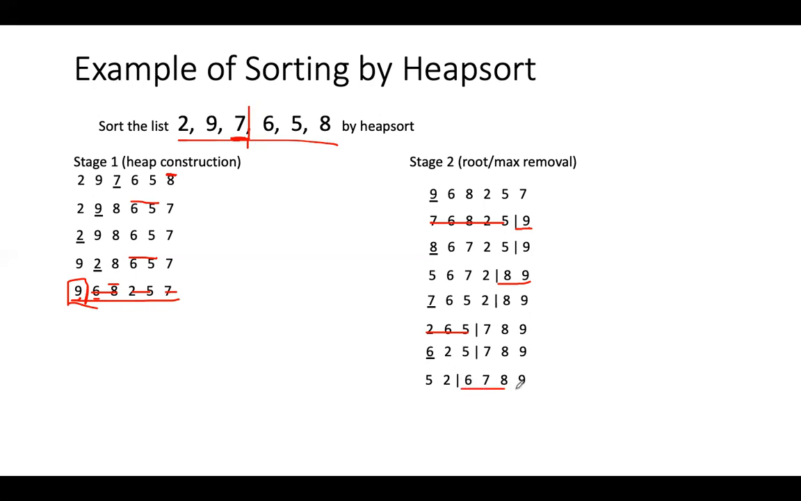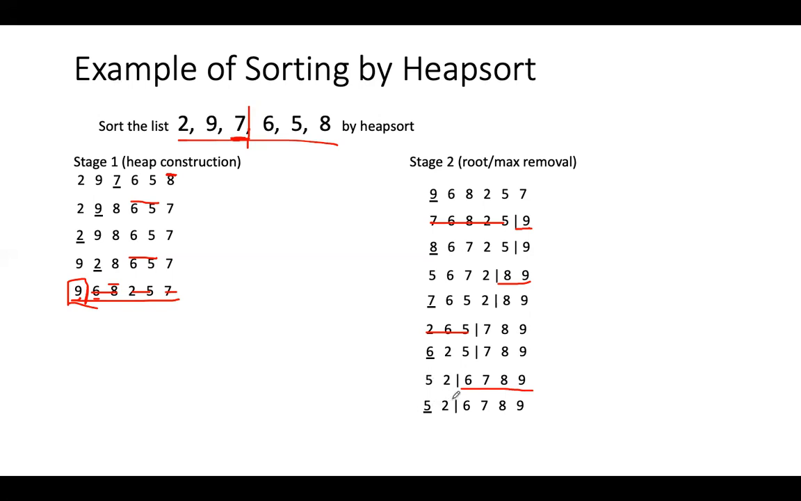6, 7, 8, 9. They are sorted. So remaining elements are 5, 2. There is no change here because 5 is the parent of 2. 5 is greater than 2, so there is no change here.